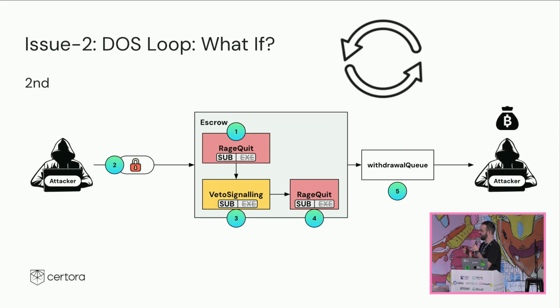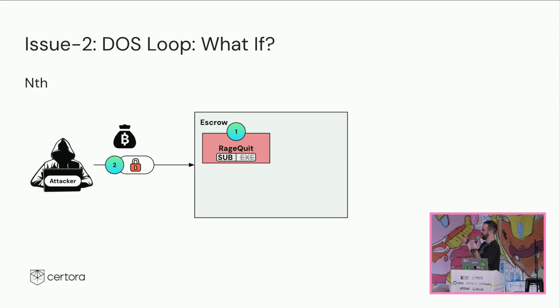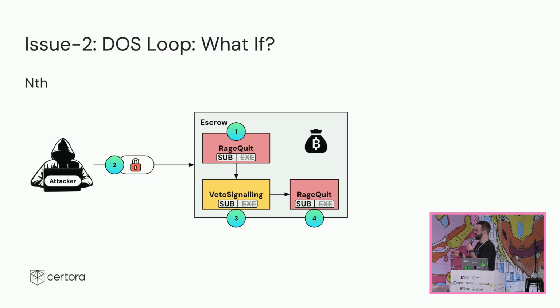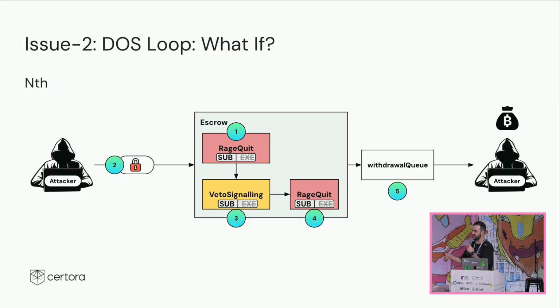So we do it again, again, again, continuously. And then on the nth time, which is the last time we allow it by this what-if design, we again lock the funds, wait the time, get the rage quit, transfer the funds to the withdrawal queue, and wait again the time and get the funds back. So now we did it the maximum amount of times we were allowed.